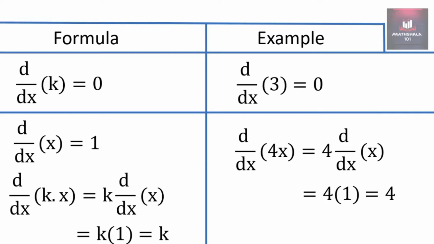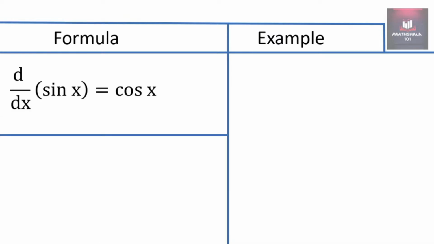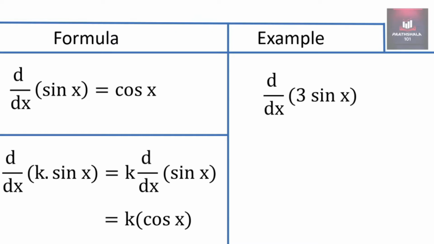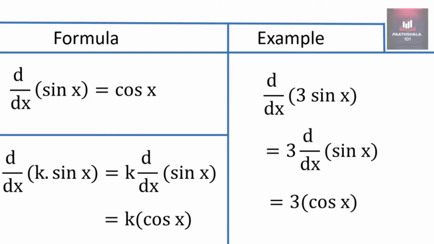Now let's proceed to the next formula. The derivative of sin x is cos x, and if there is a constant with sin x, the same procedure applies: the constant will come out and we will take the derivative of sin x. The derivative of sin will become cos, so it will become k cos x. Let's understand this with the help of an example. Suppose we take the derivative of 3 sin x. Now 3 will come outside and it will be the derivative of sin x, which will become 3 into cos x.